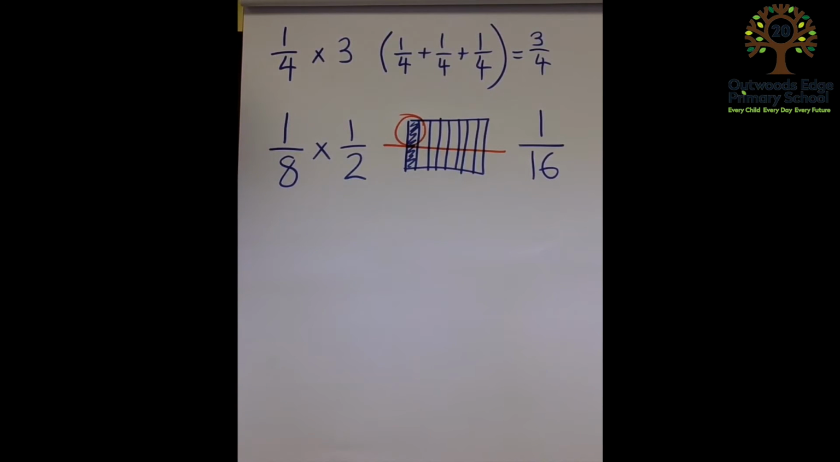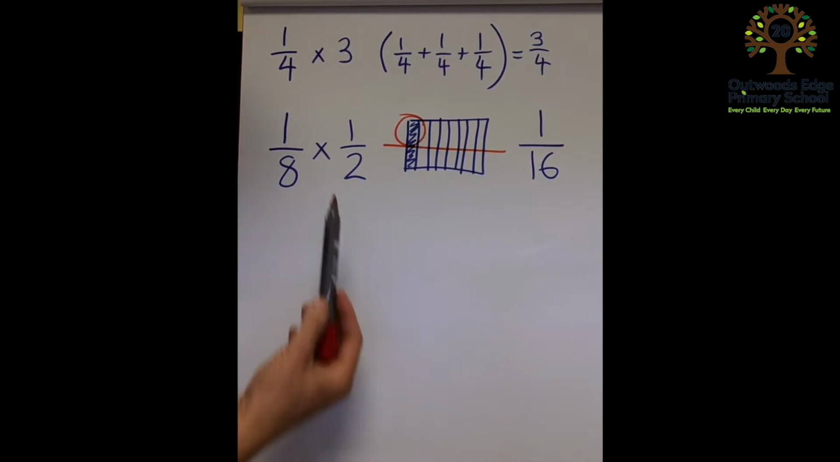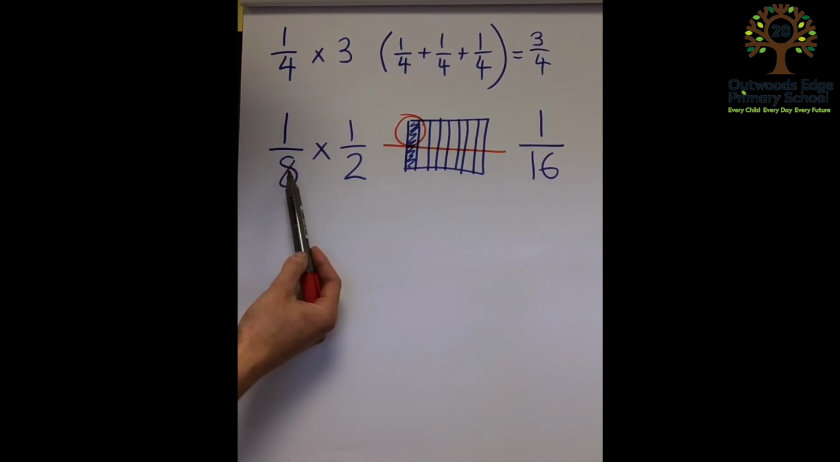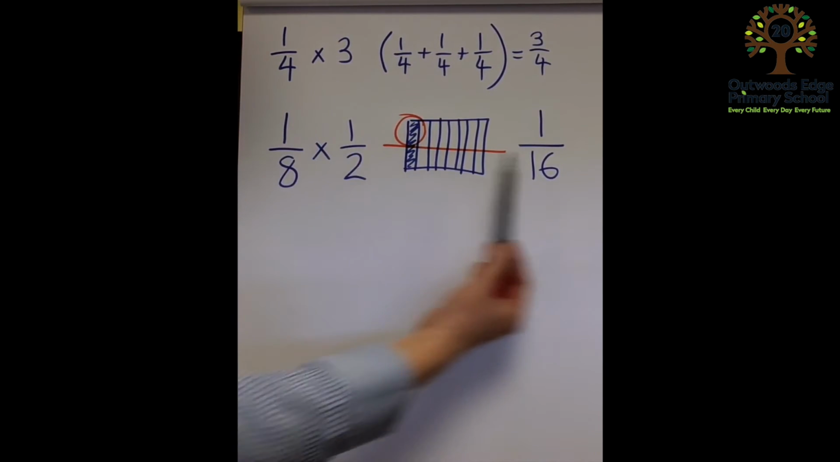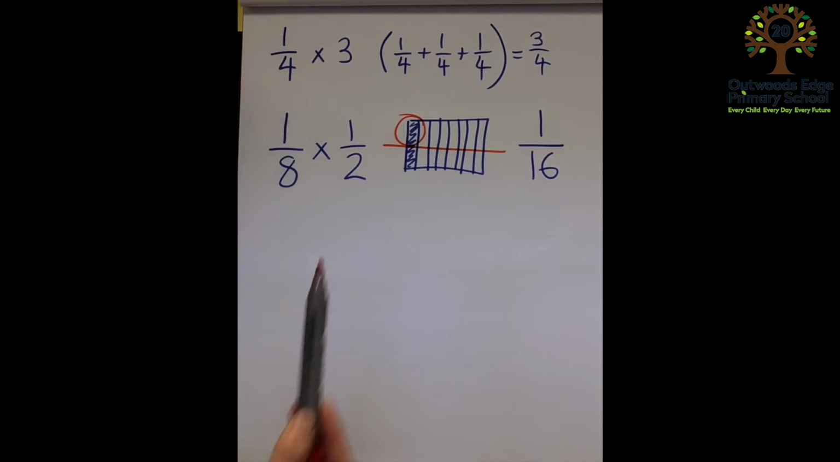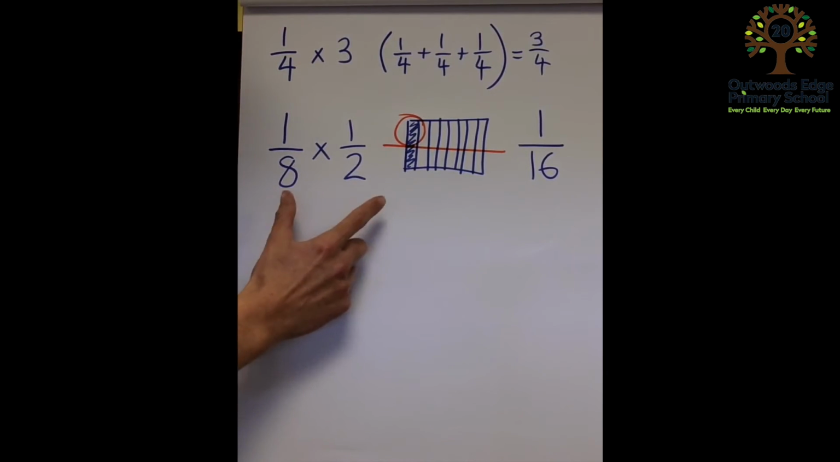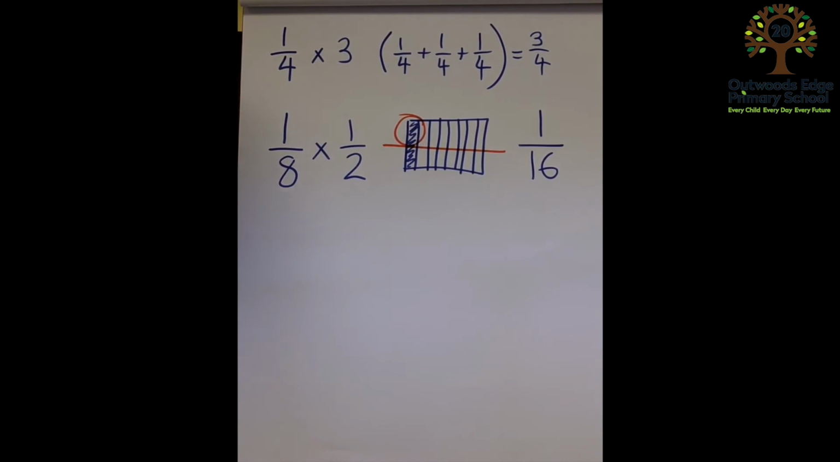Again, children have quickly spotted a strategy here. If you times the top numbers, 1 times 1 is 1, and times the bottom numbers, 8 times 2, you get the same answer. And we've tested that theory and we've proved it. We just need to remember that strategy when it comes to answering this particular type of fractions problem.